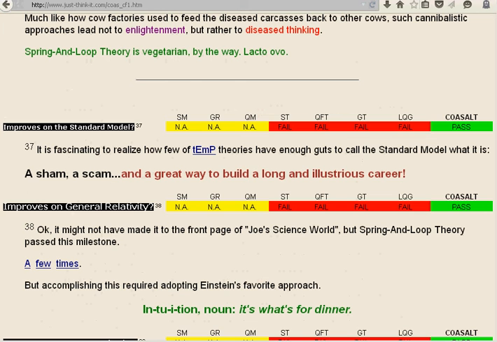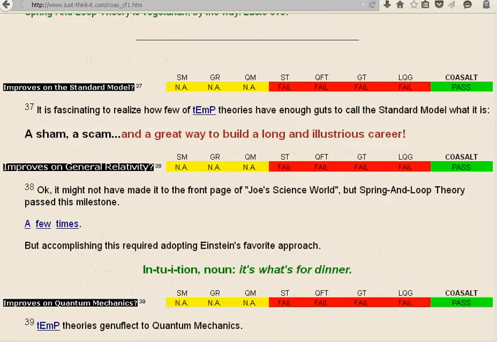Number 38. Does the theory improve on general relativity? Okay, it might not have made it to the front page of Joe's Science World, but spring and loop theory passed this milestone a few times. But accomplishing this required adopting Einstein's favorite approach: intuition. It's what's for dinner.